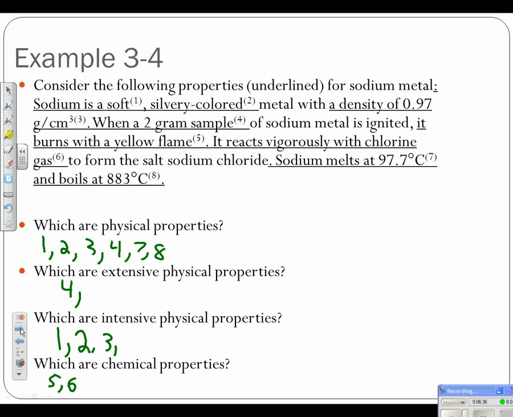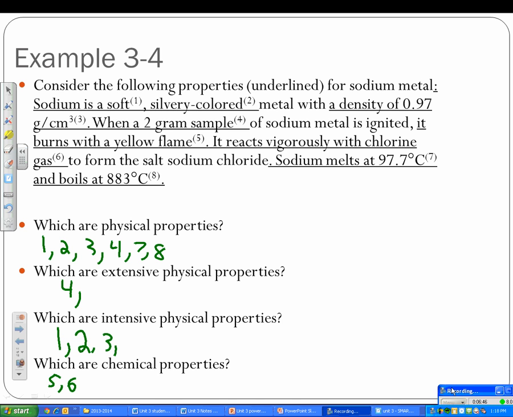It burns with a yellow flame. It's flammability. Yeah, it's going to be extensive. It burns with a yellow flame. We can classify that as amount of energy, but it's flammable, so it's going to be extensive. If we give it more, it's going to burn more, obviously. So that's going to be another extensive, so that's 5.